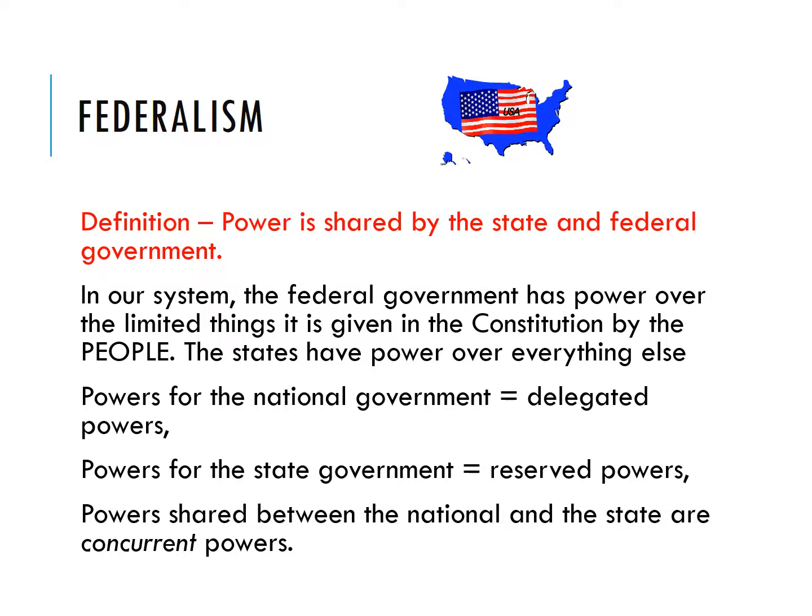Now, other things are better for the states to make laws about. Actually, most things are better for the states to make laws about, right? Because each individual state is different. Each individual state has different needs. So the Founding Fathers created this ingenious system where states got to make their own laws, and the federal government got to make their own laws as well, because certain things are better done at the federal level in Washington, D.C. Powers for the state government are reserved powers. They are reserved for the states. And shared powers are concurrent powers.